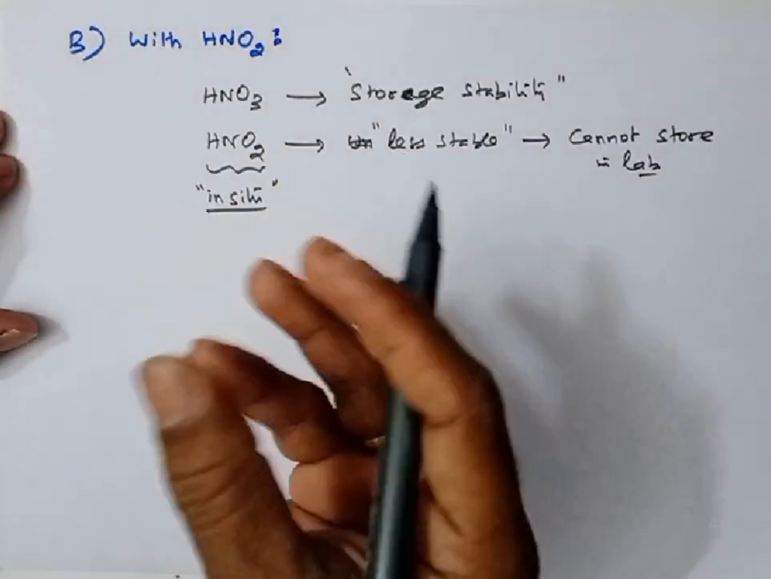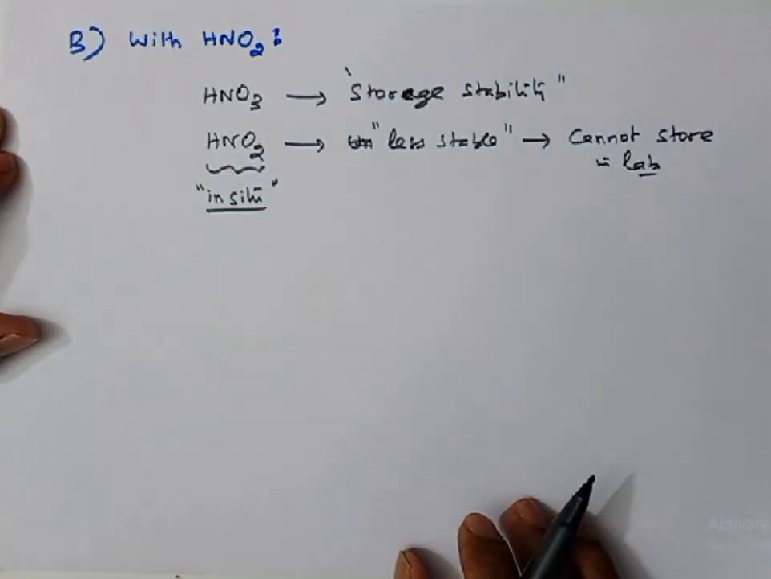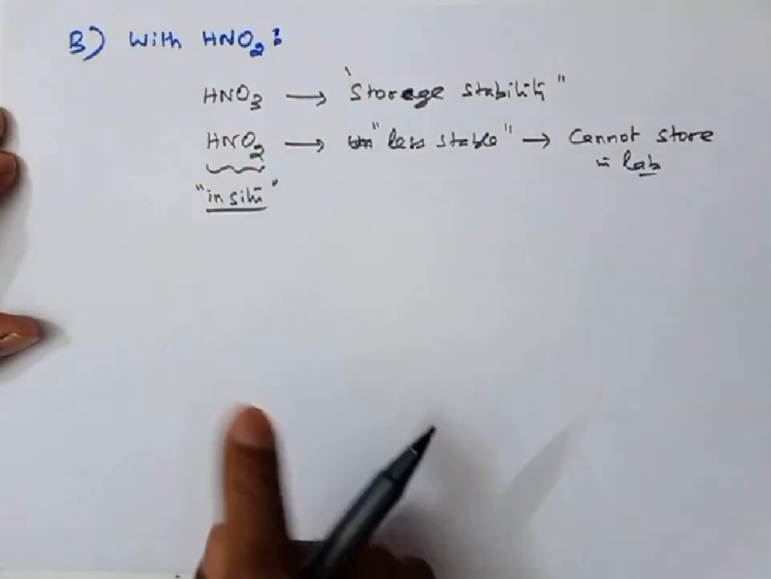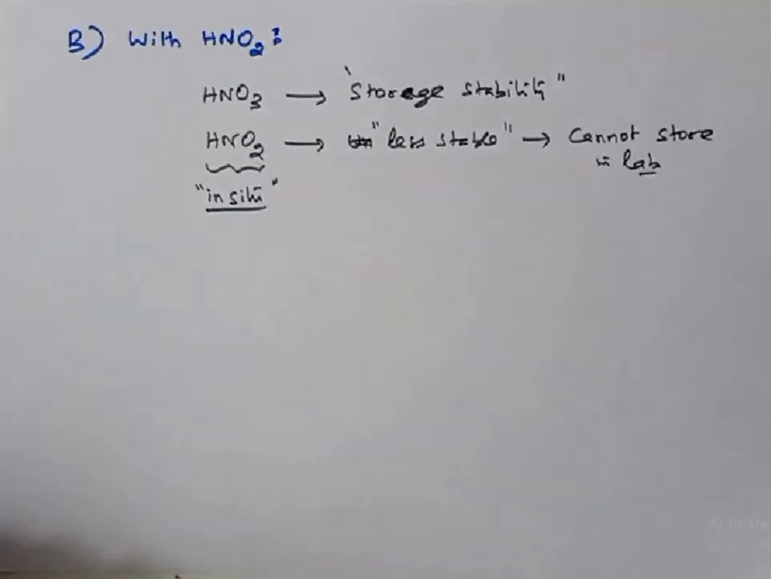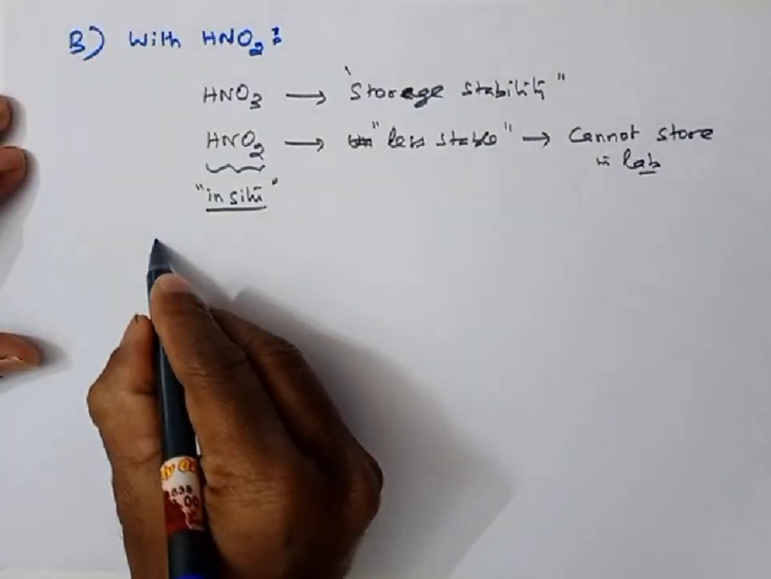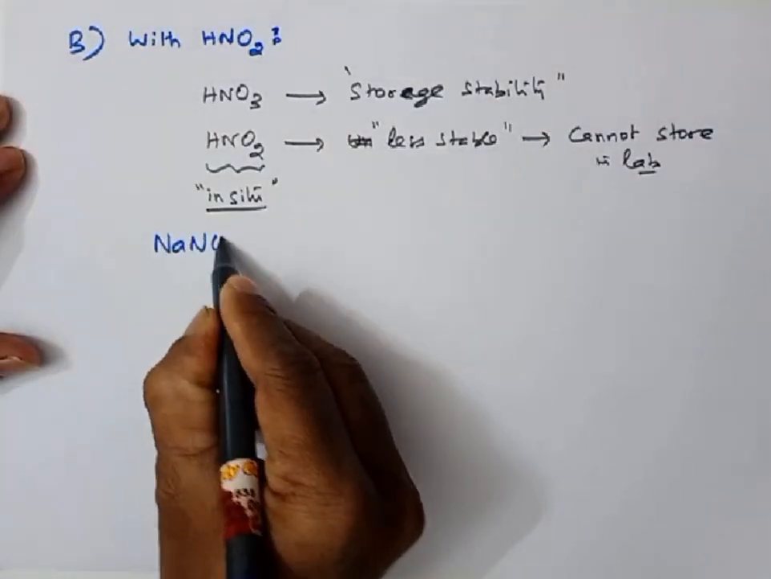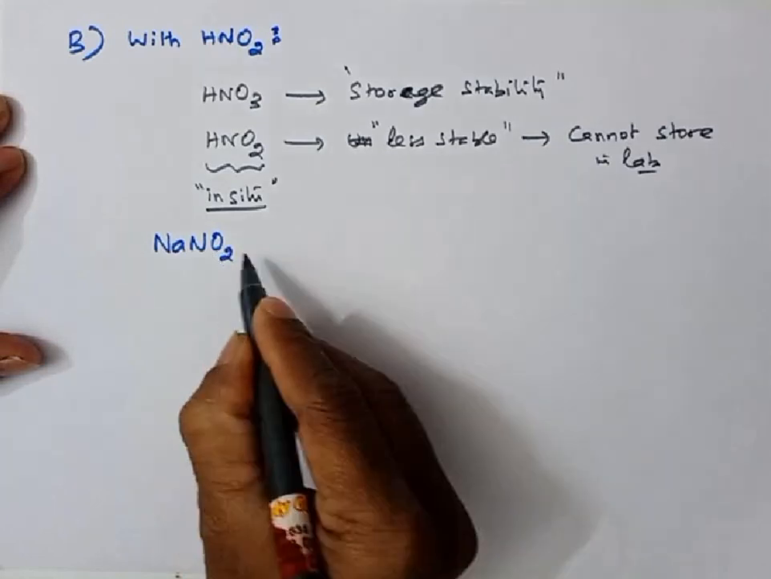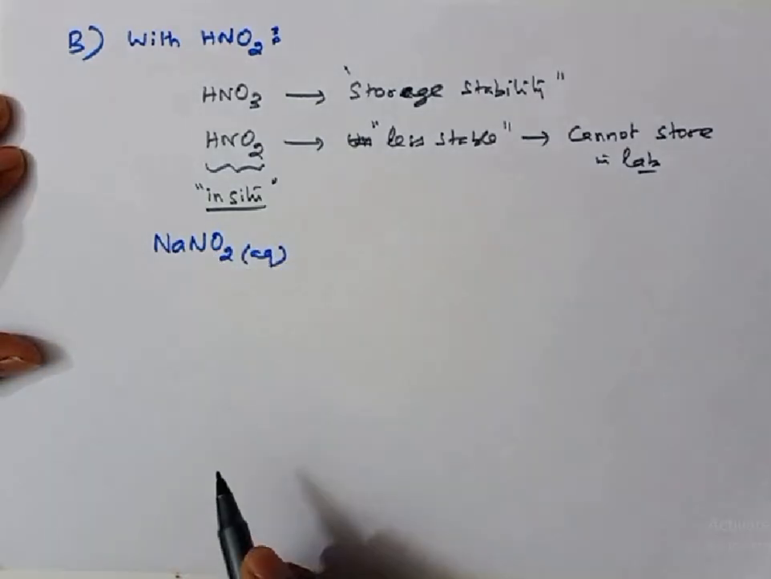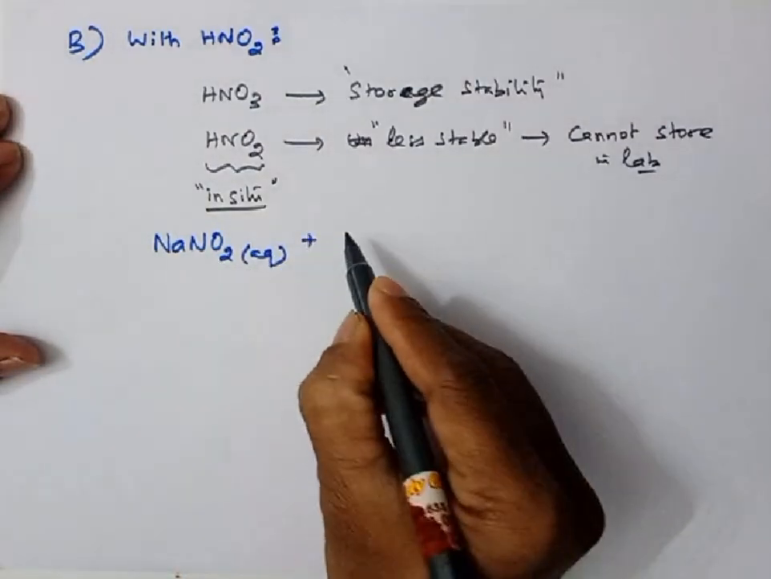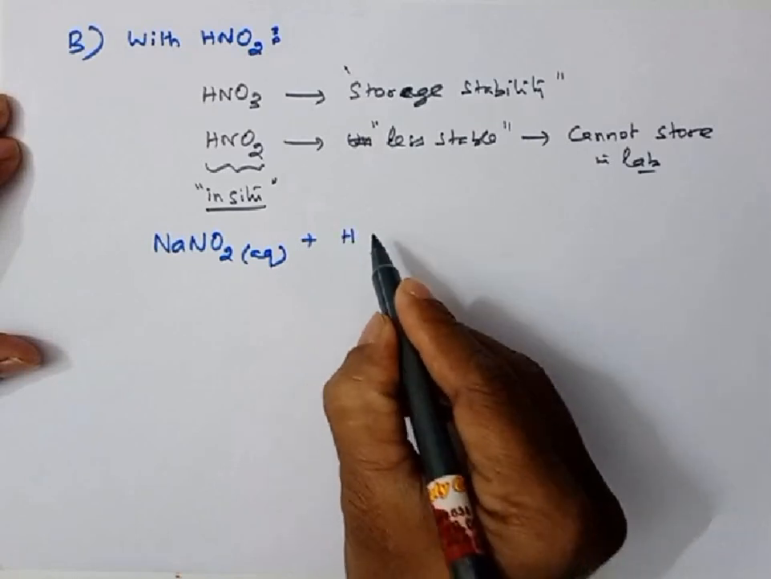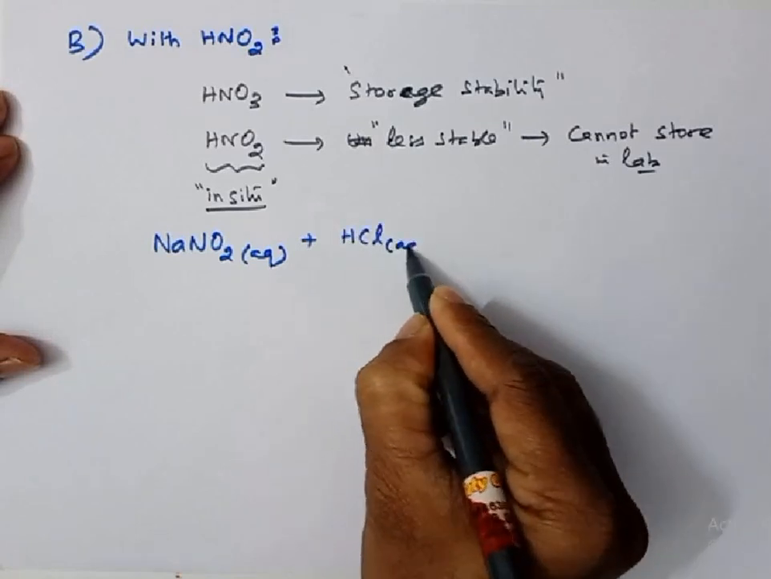Okay, within the solution you have to produce this. So how to produce nitrous acid? Very simple, student. To produce nitrous acid, just take aqueous sodium nitrite. Sodium nitrite is a salt. Dissolve the salt in water and take hydrochloric acid, aqueous hydrochloric acid.